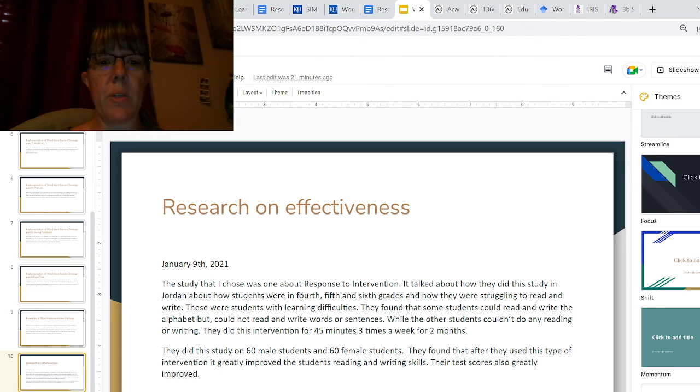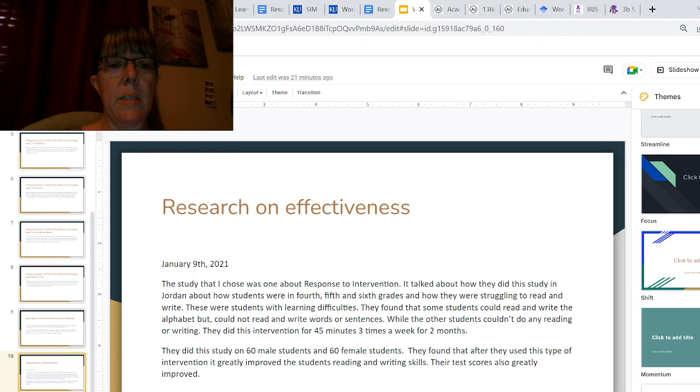They did this intervention for 45 minutes, 3 times a week for 2 months. They did this study on 60 male students and 60 female students. They found that after they used this type of intervention, it greatly improved the students' reading and writing skills. Their test scores also greatly improved.